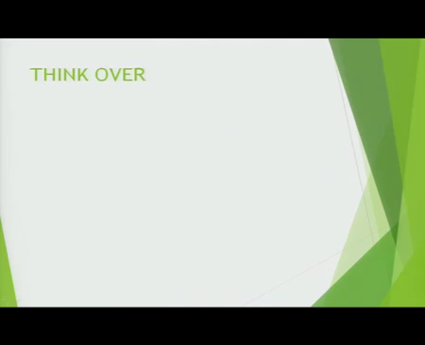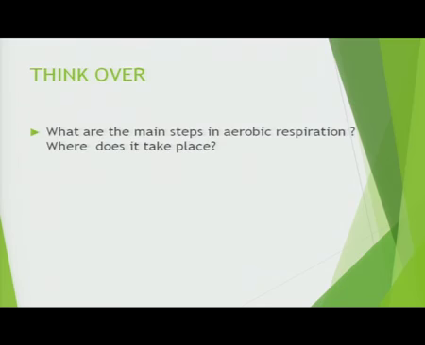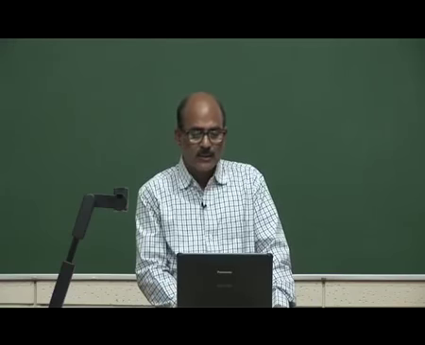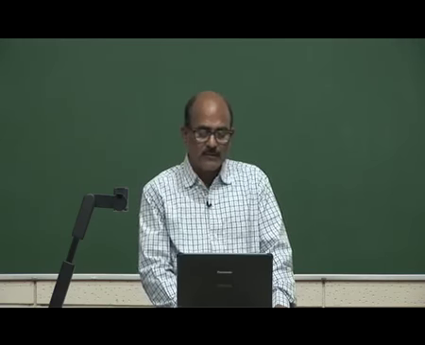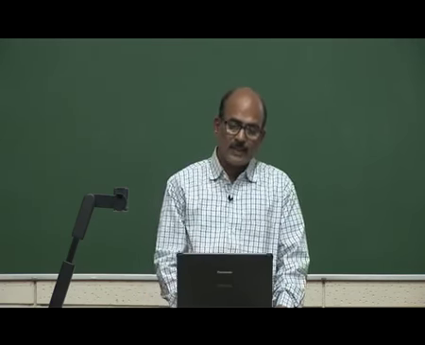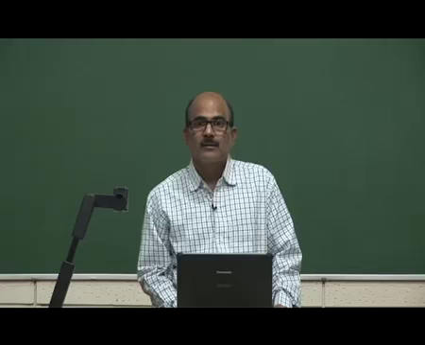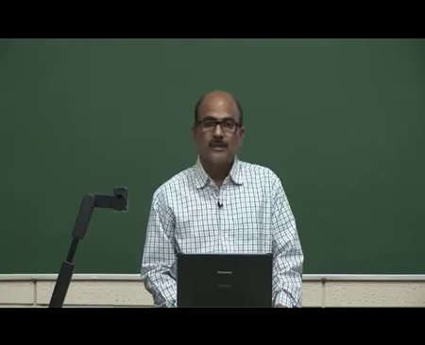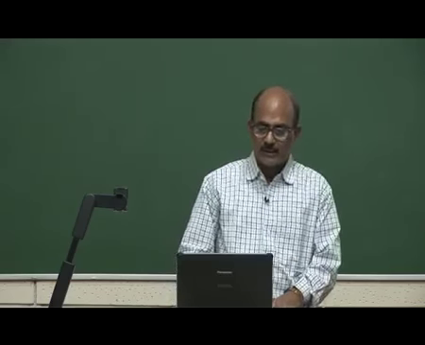Now, we are able to think about these questions also. First thing is, what are the main steps of aerobic respiration and where does it take place? So, you can easily think about this question. In aerobic respiration there is the involvement of oxygen, and there are many steps, like we have already discussed: glycolysis, oxidative decarboxylation, the Krebs cycle, and terminal oxidation takes place.